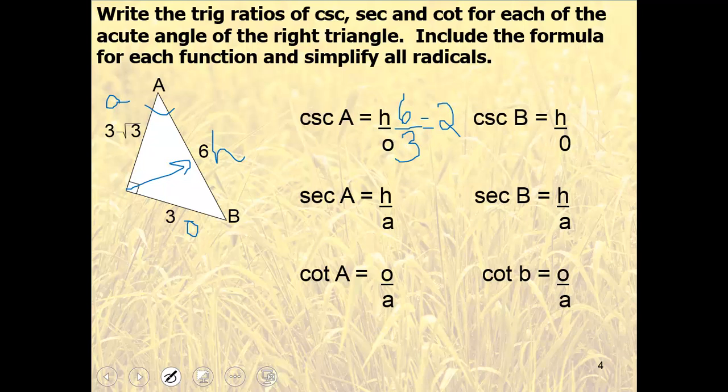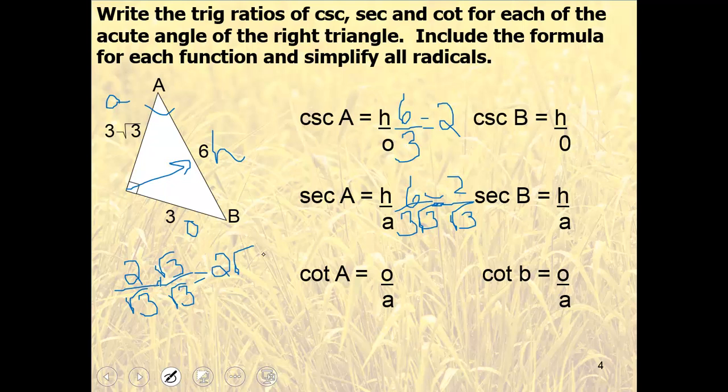Then I have, for the secant of A, 6 over 3 square roots of 3. So that's 2 over the square root of 3. I've got to get rid of that square root of 3 on the bottom. So it becomes 2 times the square root of 3 over the square root of 3, and I get 2 square roots of 3 over 3.